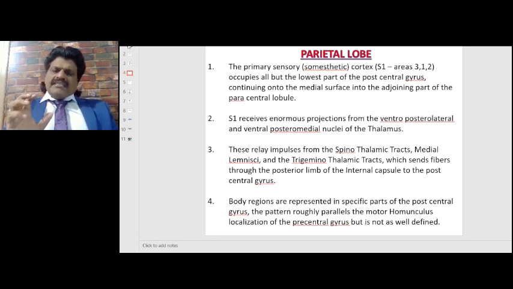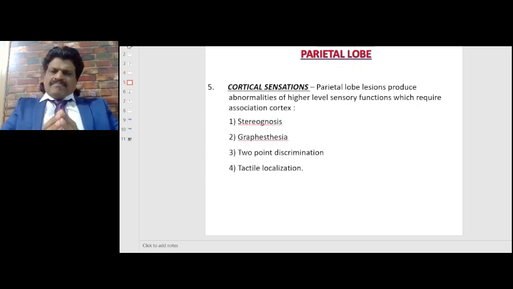So body regions are represented in specific parts of the postcentral gyrus. The pattern roughly parallels the motor homunculus localization of the precentral gyrus but is not as well defined. Till the thalamus, all the primary sensations are appreciated. That is the touch, pain, position, joint and vibration sense.